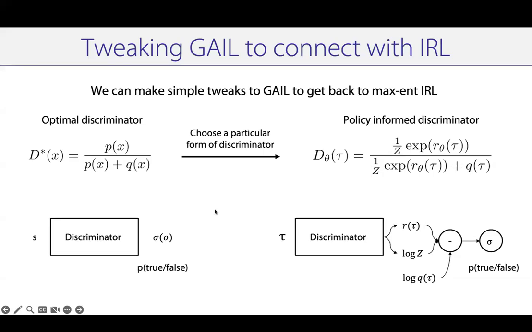Okay, so all we did is we made this small change where we just parameterize our discriminator this way, right? And then we're going to stick it into the same old GAN objective, and then we're going to show that it gives us that IRL, right? So the only change that we made is a small architecture change in the discriminator, where we stuck in log q, right? Before the sigmoid.